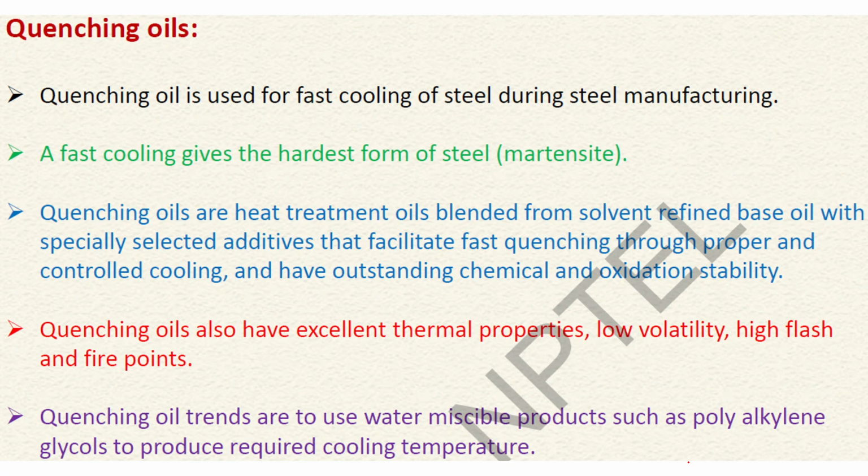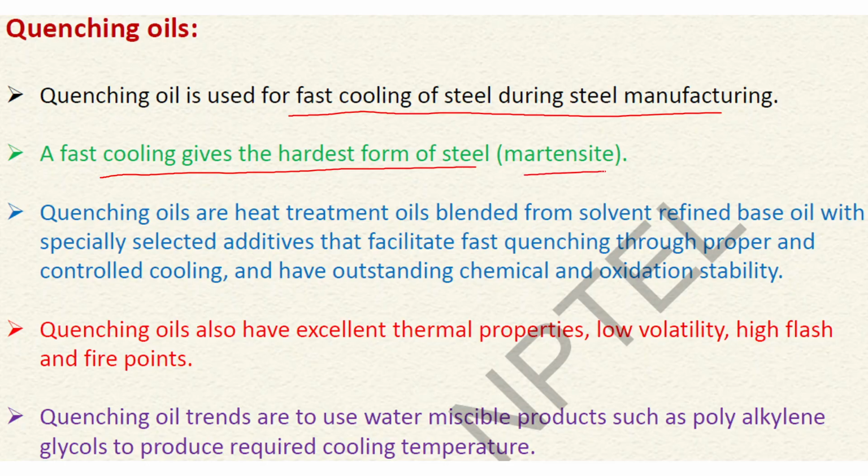Coming on to quenching oil, it is used for the fast cooling of steel during steel manufacture. In the steel manufacturing industry, where heating and fast cooling of steel takes place, there this quenching oil is used. Fast cooling gives the hardest form of steel, that is martensite. So therefore, the fast cooling of the hot steel is very necessary for that purpose.